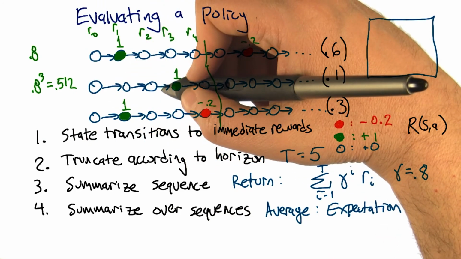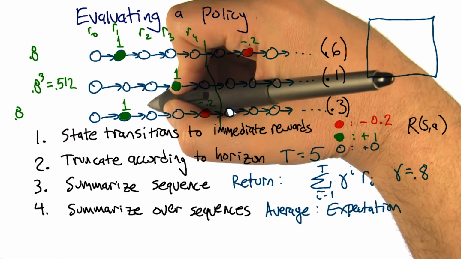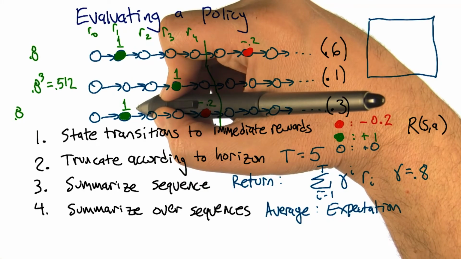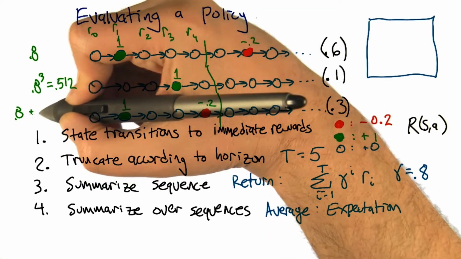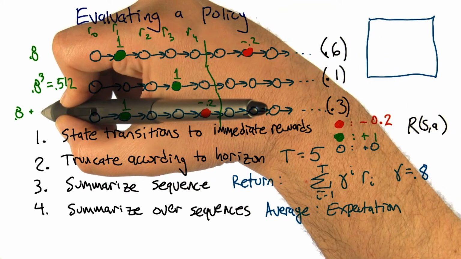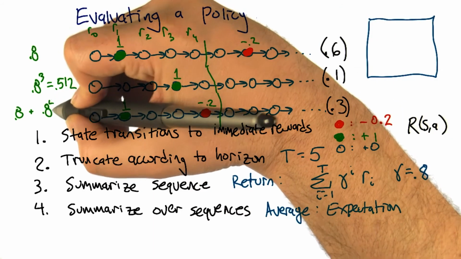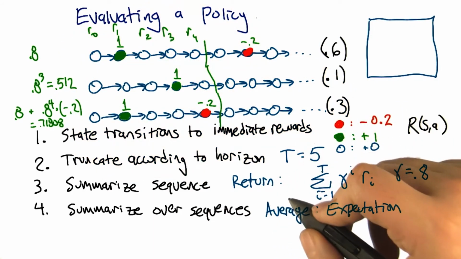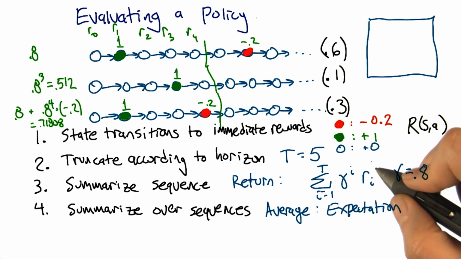So for the third sequence, we're going to do the same thing. It's going to be 0.8 to the second power times 1. First power. To the first power. Thank you very much. 0.8 to the first power times 1, which is in fact 0.8, plus 0.8 to the fourth power times minus 0.2. All right, so we got 0.8, 0.512, and 0.71808.